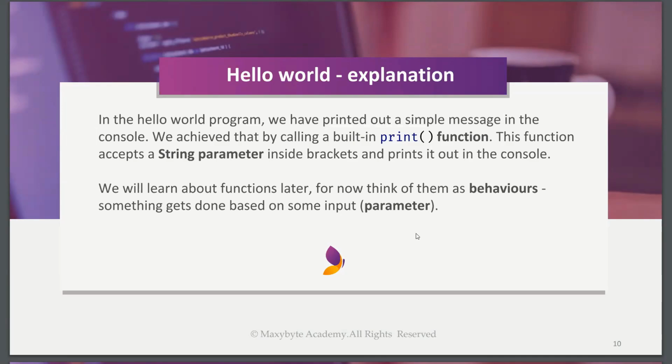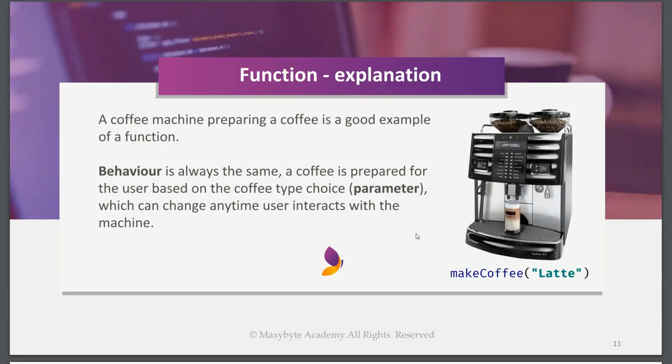Okay, so now we got to that point that we understand what a parameter is. A parameter is something that you supply inside a function. And we understand what a function is. We mentioned that a function is something we can refer to as behaviors, something that always behaves in a certain way. A good example would be a coffee machine, which always prepares a coffee, just like the print function always prints out. The print function will not do anything other than print. A coffee machine will not serve you rice. It will always give you coffee. That's the behavior of the coffee machine. It now depends on the choice that you make, which is the type of coffee that you want to drink.